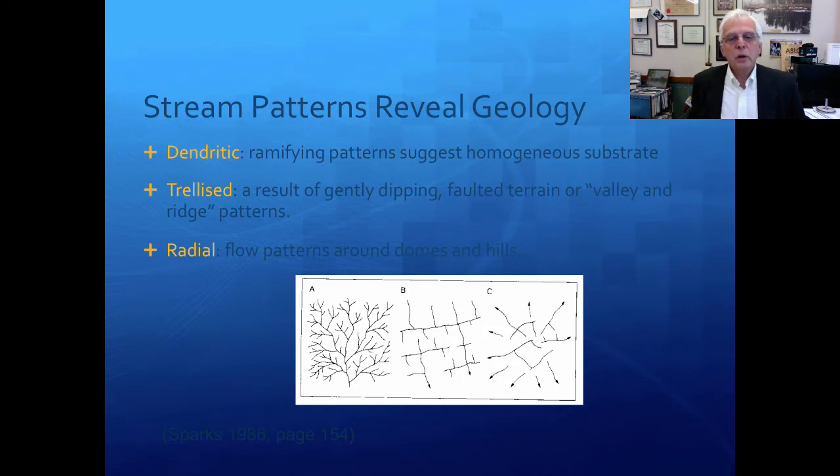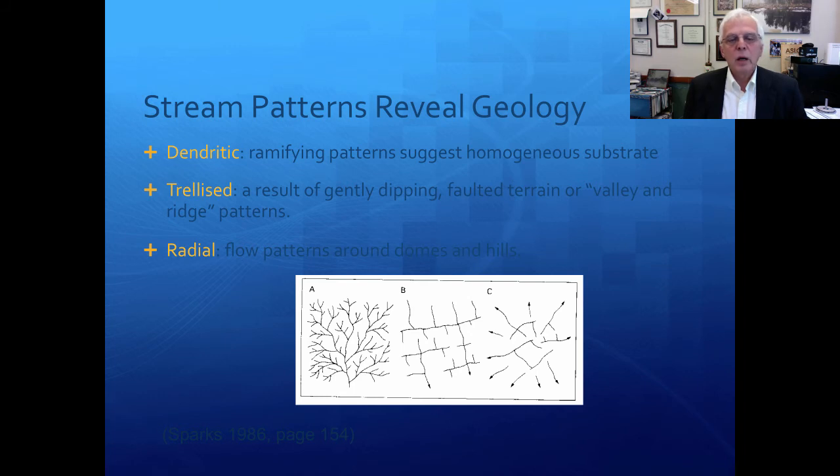So stream patterns also can reveal geology to you, and there are three major kinds of forms. You can look on Google Earth and other places to find different stream patterns. They're quite fascinating to see. But there are three main ones that we see. Dendritic is kind of a standard ramifying kind of form. Dendritic meaning it looks like a tree. There also are trellised stream networks and radial flow.